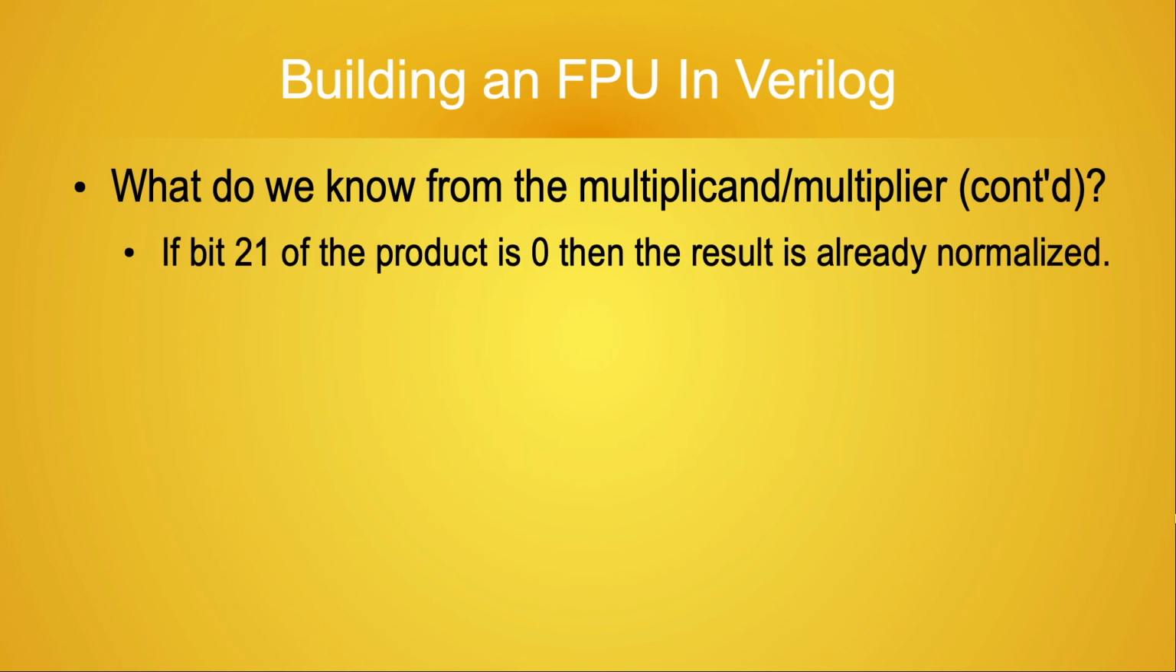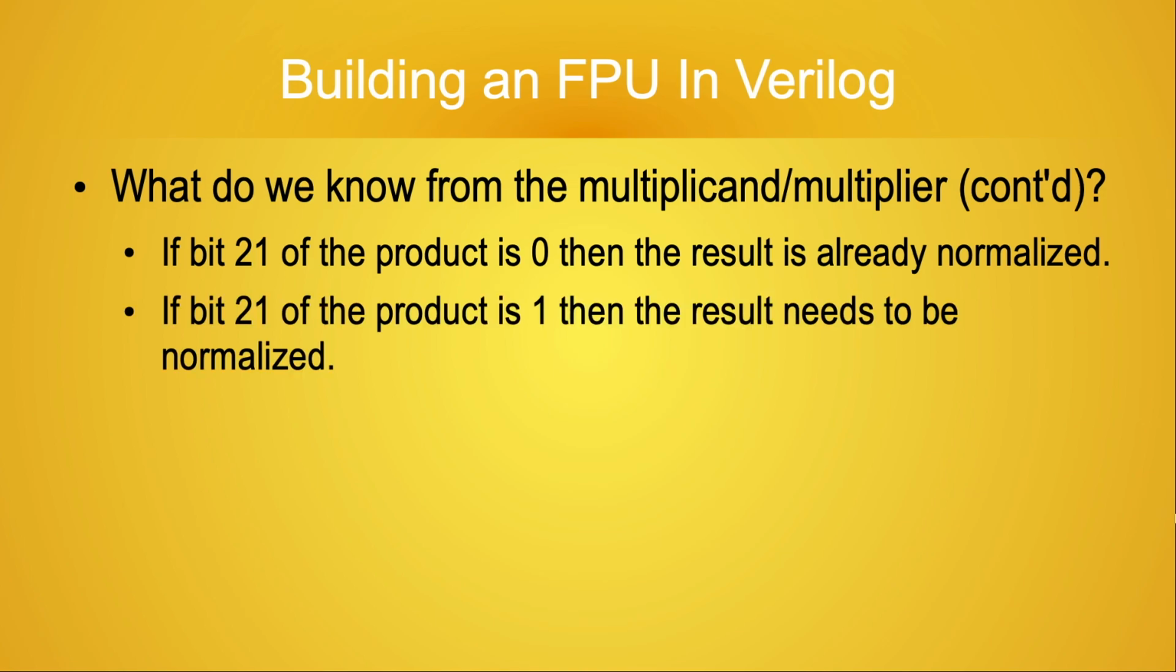If bit 21 of the product is 0, then there is only one non-zero digit to the left of the binary point. If bit 21 of the product is 1, then the binary point needs to be moved to the left one place, and the sum of the exponents needs to be increased by 1 to compensate.